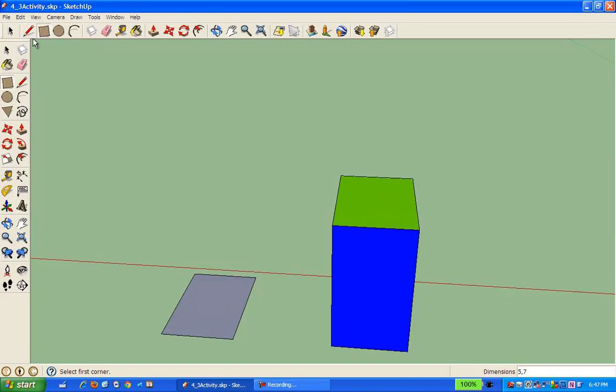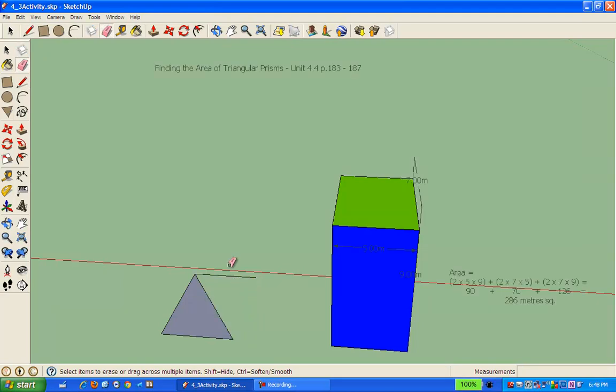The next thing I'm going to do is take my pencil tool and draw a line from one corner to the next. All right? Then I'll take my eraser tool and erase my other lines right here. And now I have a triangle instead of a rectangle. All right? I've basically taken half of my rectangle away and I'm left with a triangle.